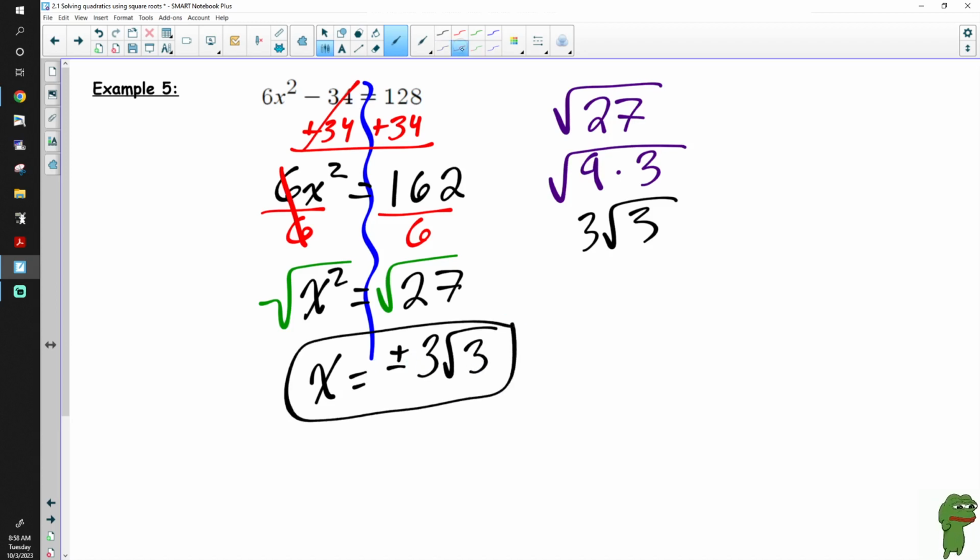What kind of solutions did we have? We had 2 real solutions. Positive 3 root 3 and negative 3 root 3. No imaginary. No imagination land. What do we got? Una mas?